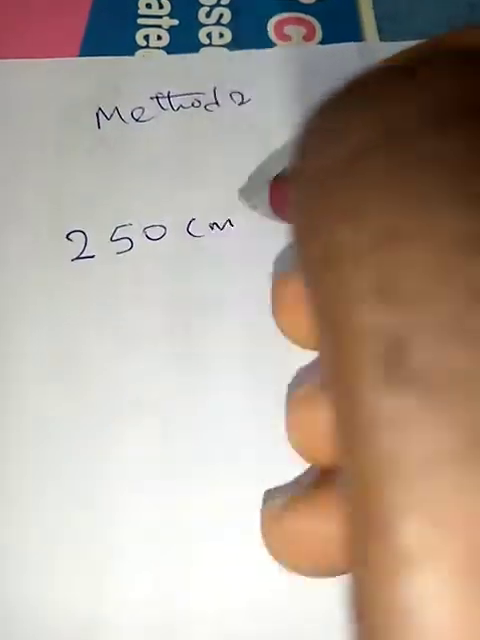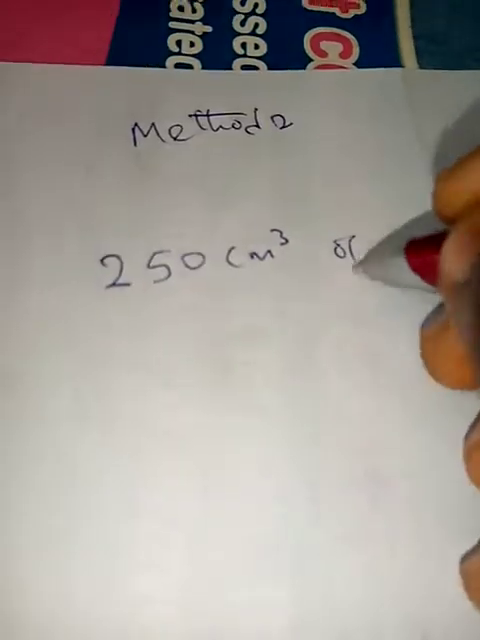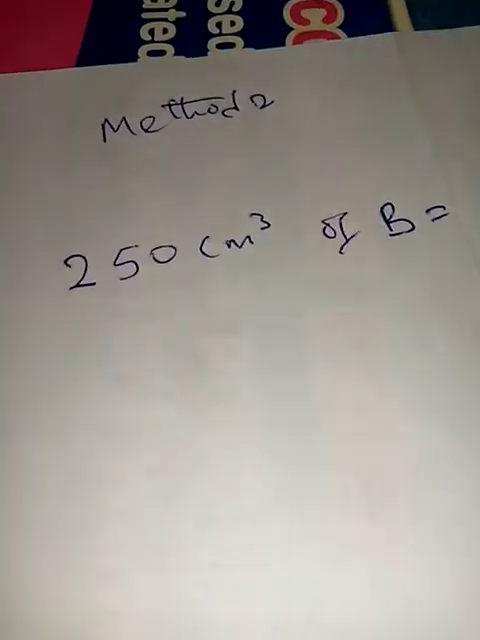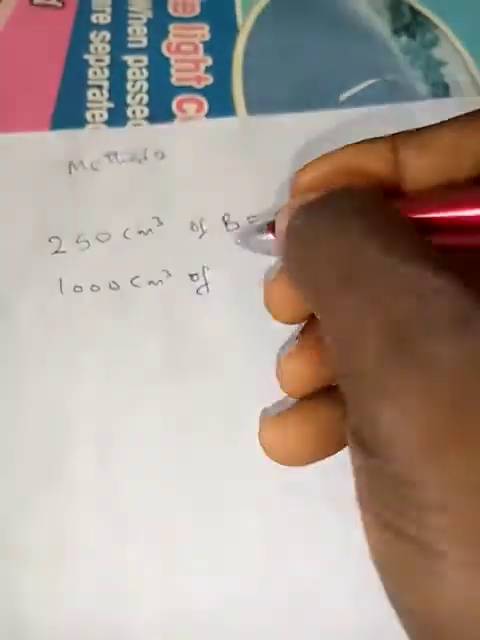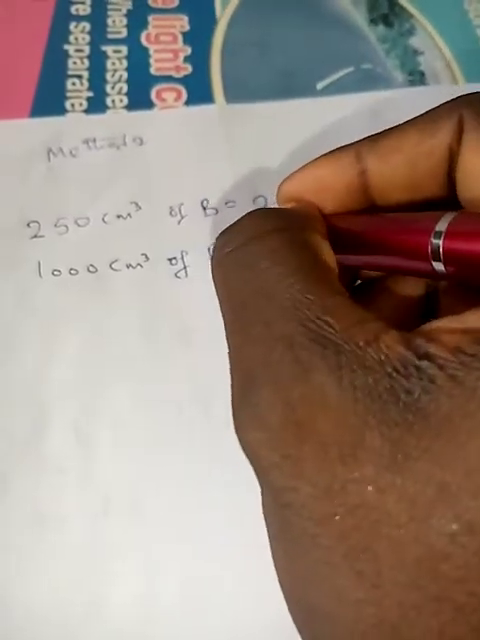Now method 2. For the second method, I am going to do this. We know that 250 cm cube of B was equal to 2.50 grams. We know that, right? Then 1000 cm cube, so I'm going to have to convert it to 1 dm cube. 1000 cm cube of B will contain X.